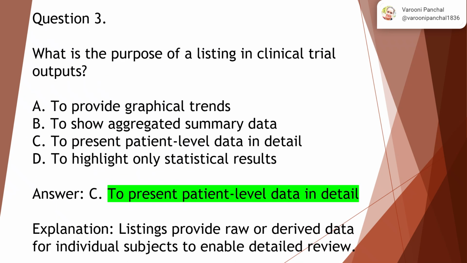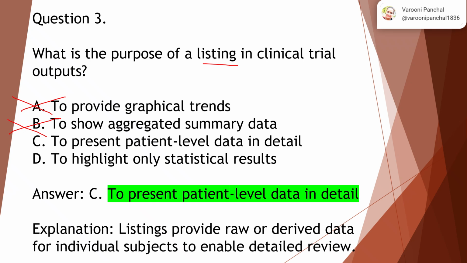Question 3. What is the purpose of a listing in clinical trial outputs? To provide graphical trends. Now we are talking about listing and not about graphs. So this is not the right answer. Option B says to show aggregated summary table. Now the question is related to listing and not related to summary. So this is not the right answer.